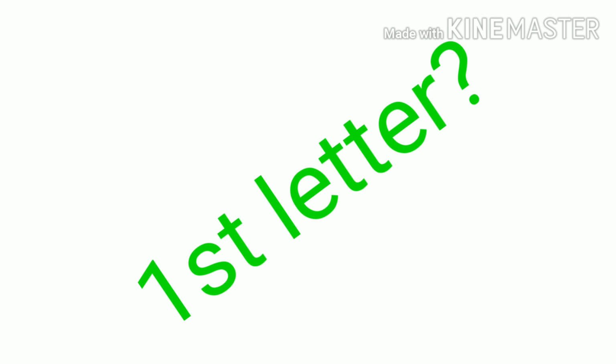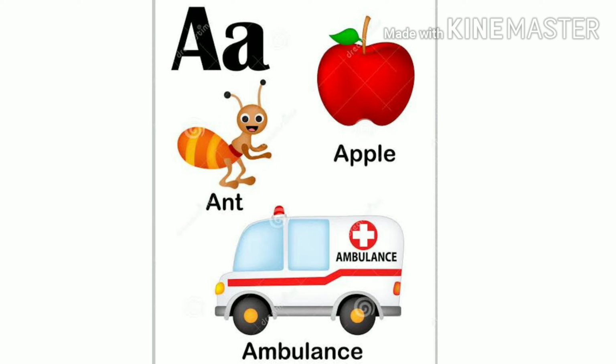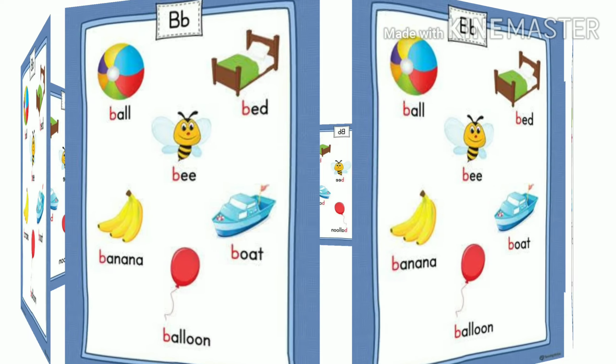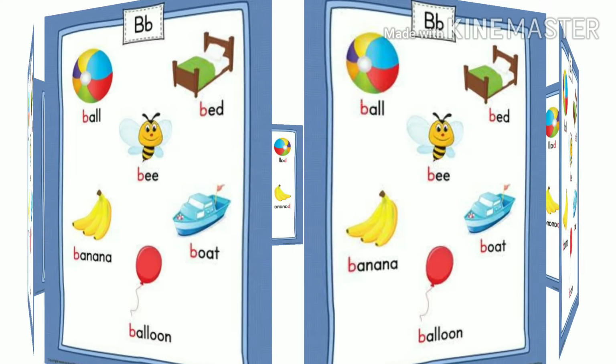Do you remember, children, which is the first letter of English alphabet series? It's letter A. A says A. B. B says B.